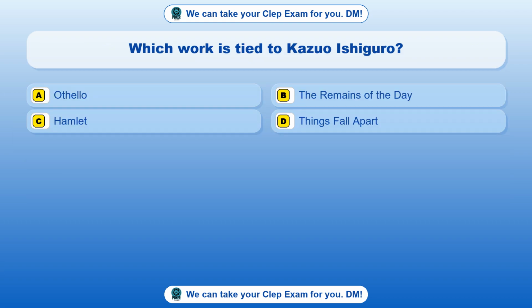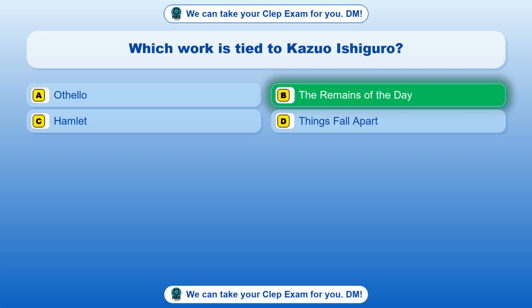Question 78. Which work is tied to Kazuo Ishiguro? Option A, Othello. Option B, The Remains of the Day. Option C, Hamlet. Option D, Things Fall Apart. The correct answer is option B, The Remains of the Day.